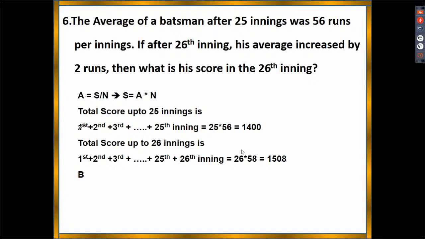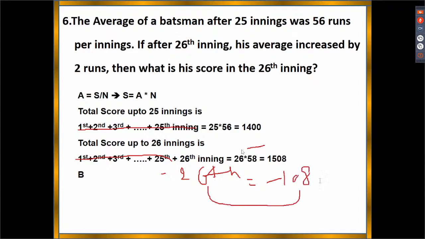If you subtract both equations, the up-to-25-innings terms cancel. What is left? Minus 26th inning is equal to 1400 minus 1508, which is minus 108. What is the batsman's score in the 26th inning? 108 is the correct answer. Do it fast.